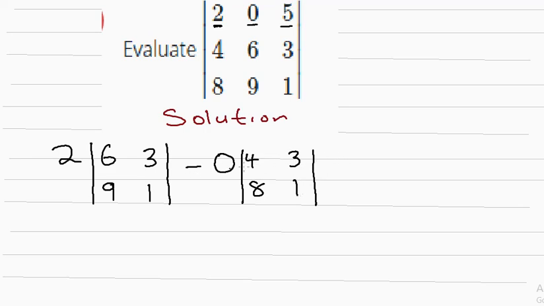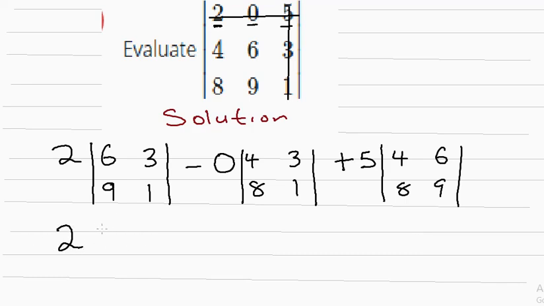Then after minus, remember it's always plus, minus, plus. Always take note of that for a 3 by 3 determinant: plus, minus, plus. The last element there is 5, so we have to multiply by its minor. You know exactly how we get the minor. We cross the column, we cross the row. So what we have left is 4, 6, 8, 9. As simple as that.